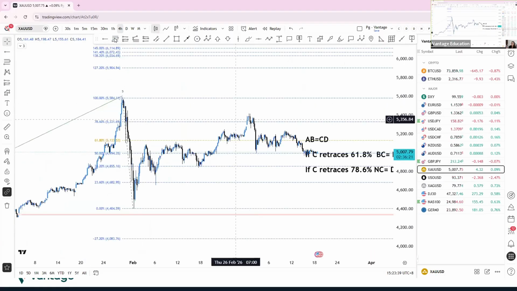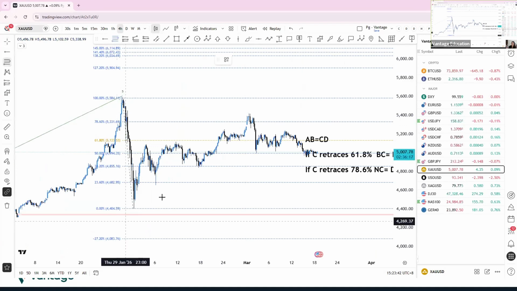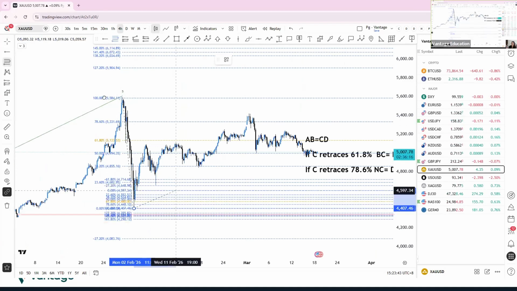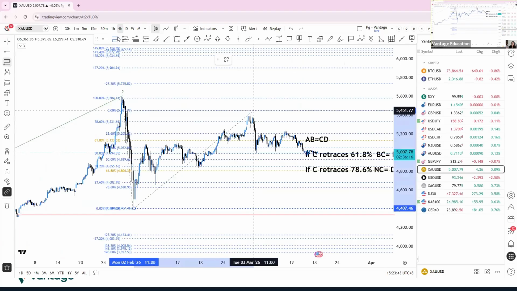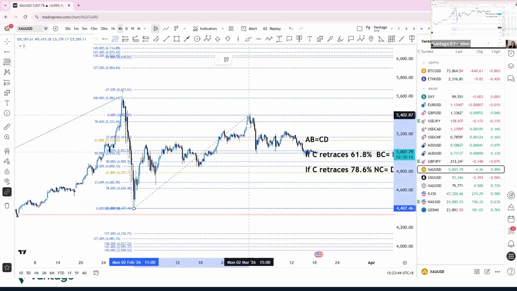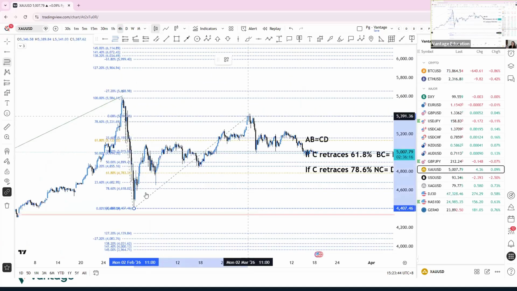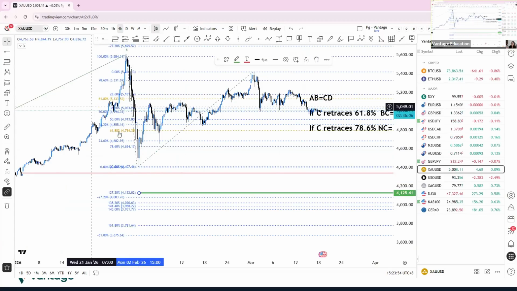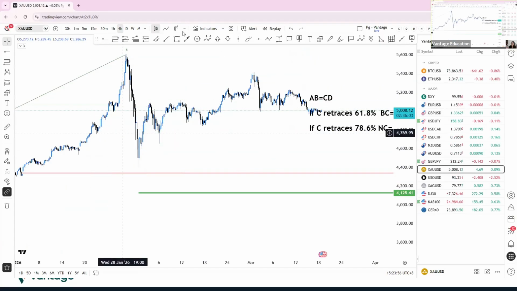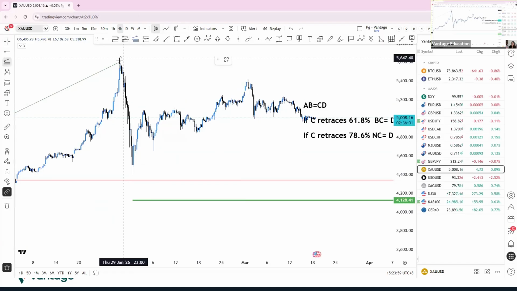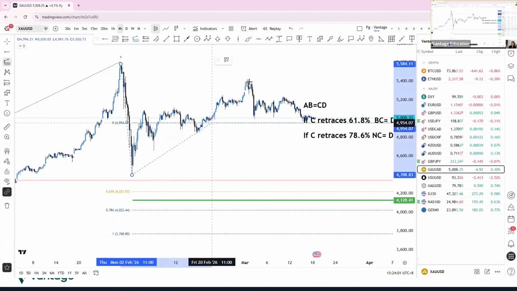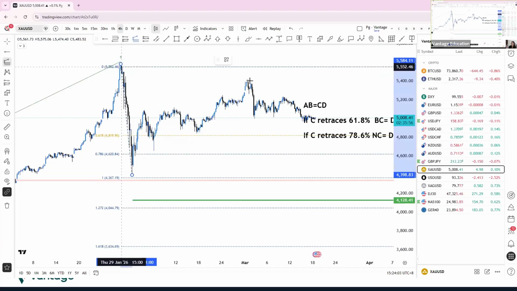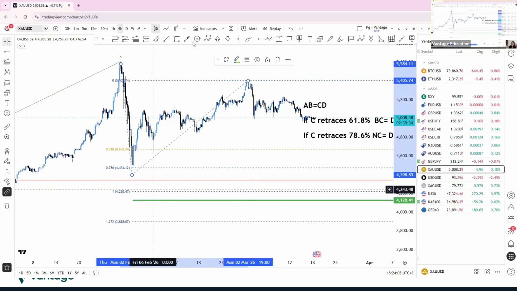78.6% slightly. So if I want to project, this is going to be the long term. My target is going to be where 127 is, here. So this is going to be my ABC. 127, and then use projection. A, B, this is the C. You take B somewhere around here, and that's going to be the zones.